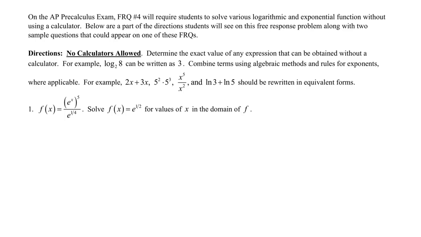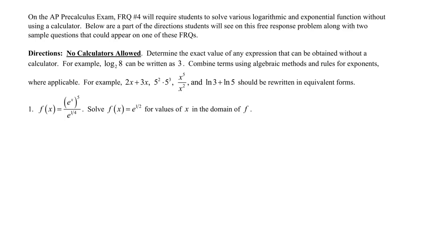All right, so the directions. No calculators allowed. Determine the exact value of any expression that can be obtained without a calculator. For example, log base 2 of 8 can be written as 3. Combine terms using algebraic methods and rules for exponents where applicable. For example, 2x plus 3x, 5 squared times 5 cubed, x to the 5th over x squared, and ln 3 plus ln 5 should be written in equivalent forms. We can't leave it like that. Simplify, guys.